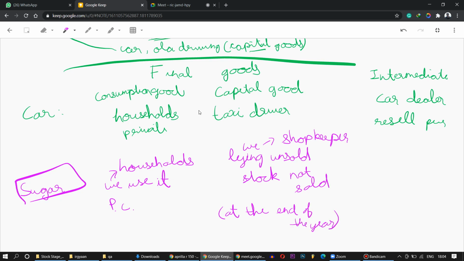Now, how will it be an intermediate good? Exactly the same thing. And there are two ways here. One is resell. Can someone tell me the other way?